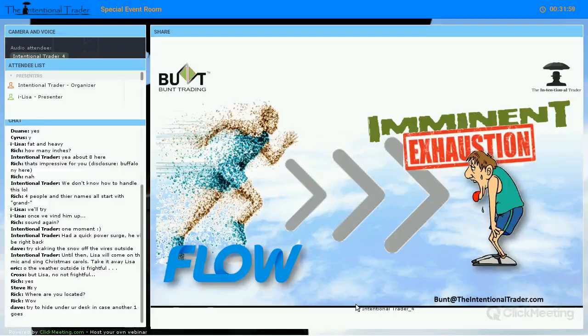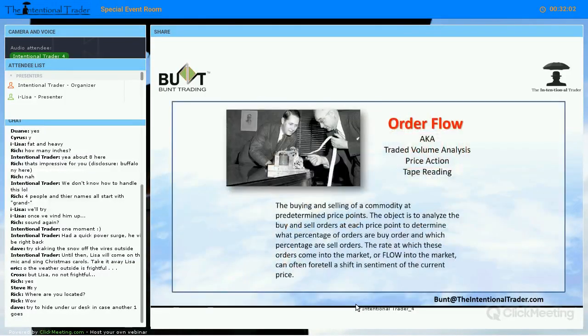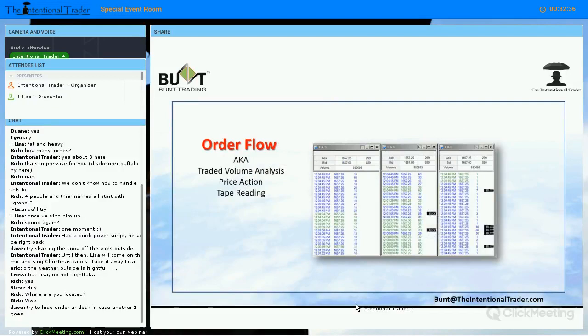So how do we do that? Well, back in the day, it used to be reading the ticker tape, right? A lot of people will call it tape reading or traded volume analysis. That's actually the one I prefer, but most people don't really understand, so we just call it flow or order flow. Price action. It's actually just where are the big boys spending their money? All right, now you really can't do it so much with a ticker tape, but we do have some tools now for reading the flow of orders.